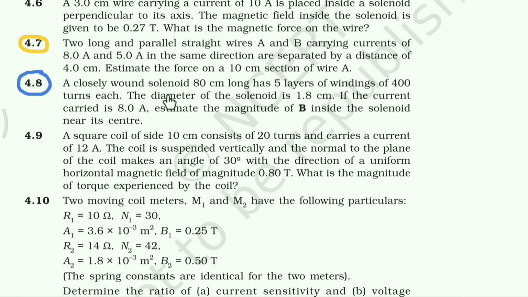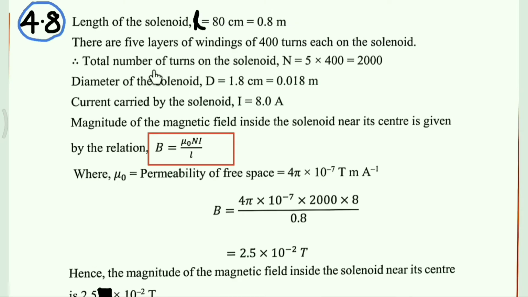Okay, a closely wound solenoid 80 cm long has 5 layers of windings of 400 turns each. The diameter of the solenoid is 1.8 cm. If the current carried is 8 ampere, estimate the magnetic field B inside the solenoid near its center. Now this is the solution of the question number 4.8.